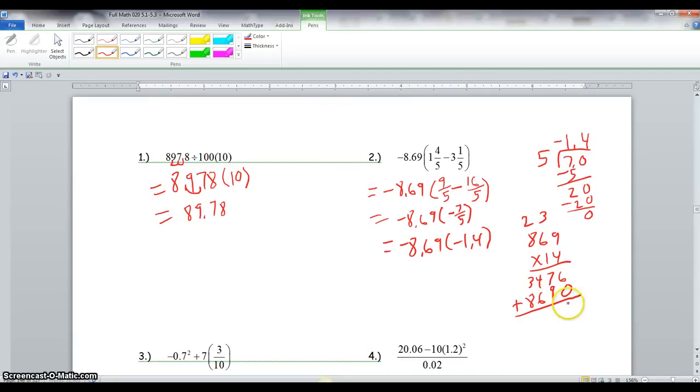When we add these together, 6 and 0 is 6. 9 and 7 is 16. Carry a 1. 6 and 4 is 10. Plus 1 is 11. Carry a 1. 8 plus 3 is 11. Plus 1 is 12. Now, we count how many digits we have behind the decimal. From the original problem, we have 1, 2, 3. So we go 1, 2, 3. So it'll be 12.166. And that will be our final answer.